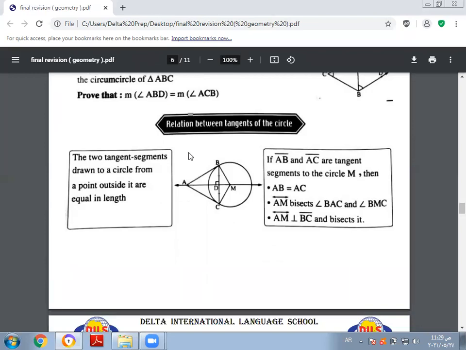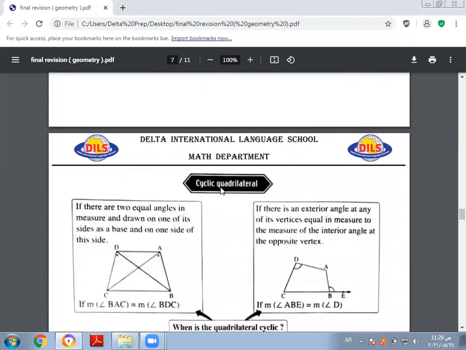Relation between tangents of the circle. The two tangent segments drawn to a circle from a point outside it are equal in length. If AB and AC are tangent segments to circle M, then AB equals AC. AM bisects angle BAC and angle BMC. AM is perpendicular on BC and bisects it.